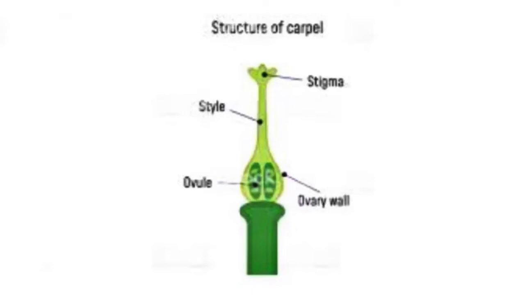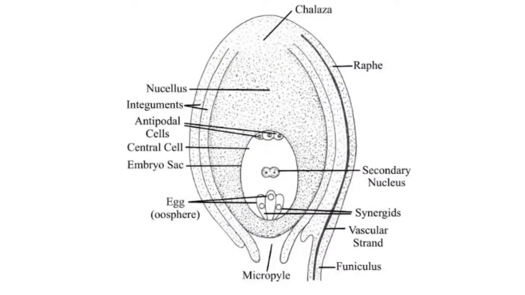Inside the ovary, in the ovarian cavity, that is a locule, you can say, in which the placenta is located. Megasporangia, that is the ovules, arise from the placenta. If a microspore is produced, it acts as a pollen grain, and a megaspore acts as an ovule. Megasporangia arise from the placenta.